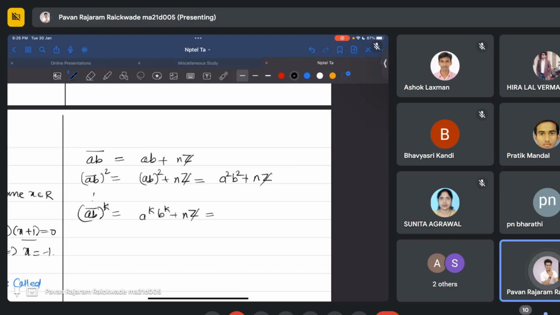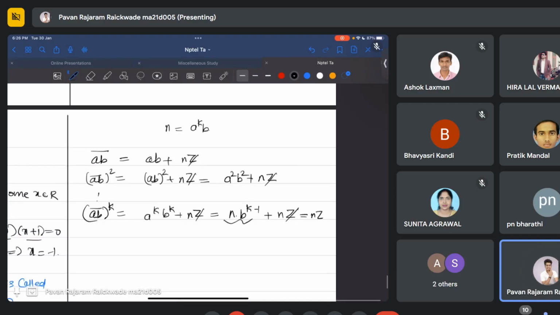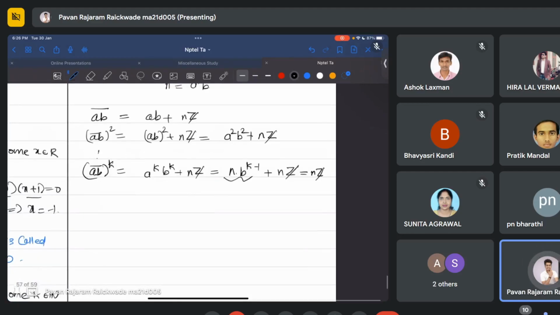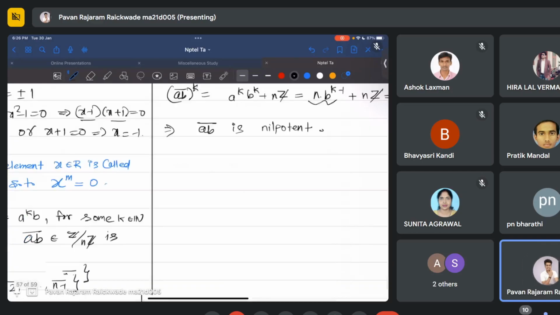Now what is this? I know a to the power k times b is n, right? The given information is n equals a to the power k times b. So I get here n times b raised to k minus 1, plus nZ, right? So this is a number which is a multiple of n, plus nZ. So you know this is nZ, right? But nZ is the zero element of the quotient ring Z upon nZ, which implies ab bar is nilpotent, right? Because when you multiply it k times, you get the zero element of your ring. So ab bar is nilpotent.